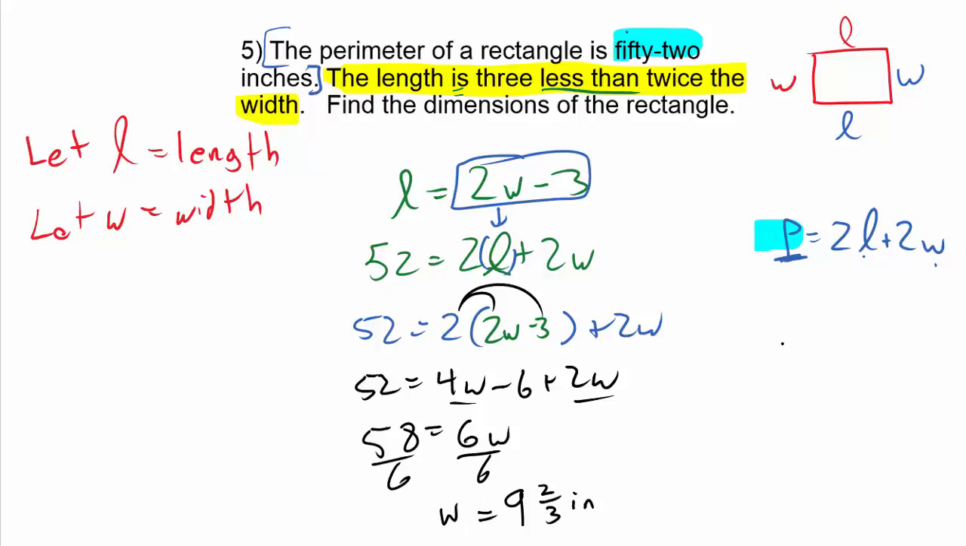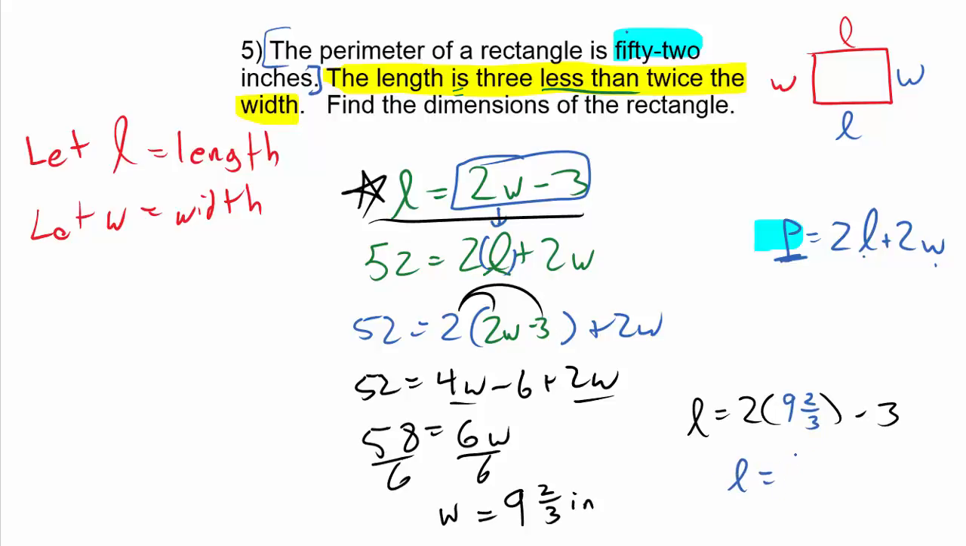Let's go ahead and plug in to find the length. So we're almost there. We just need to find the other dimension, which is the length. So for the length, we'll use this top equation. It's going to be our best bet. It's a whole bunch easier to use that. So we'll take that the length is equal to 2 times W minus 3, and we know that W in this case is 9 2/3, so we'll fill that in. Okay, and if we go ahead and solve all this out, we should be getting that the length is equal to 16 1/3 inches. So what we've got here are my two dimensions.